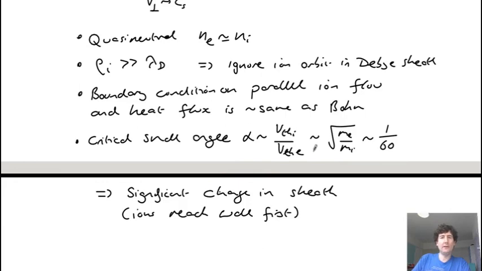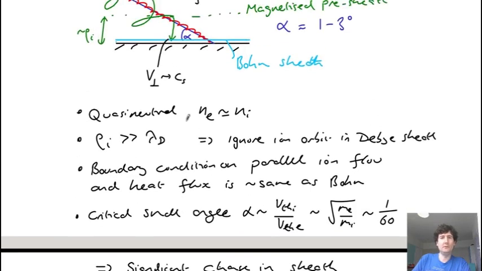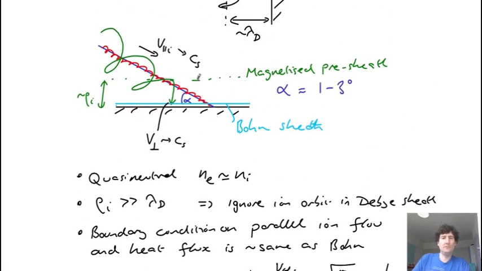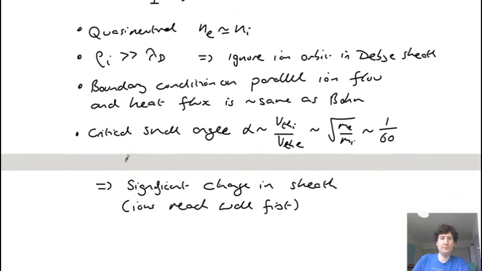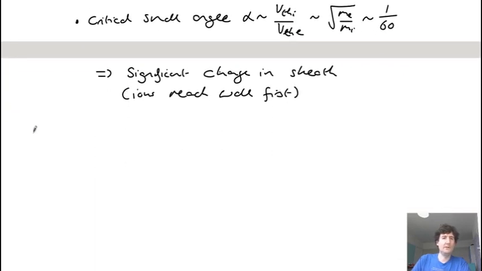Okay, so now we're going to try and analyze this situation. We're going to solve essentially fluid equations inside this magnetized pre-sheath, inside this region here. We're going to assume it's quasi-neutral, so Ni equals Ne, and we're going to solve the fluid equations in that region. This is the analysis method that Riemann used, but it gets the same result as the Chodura method.